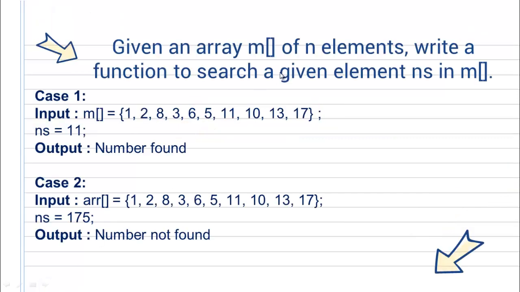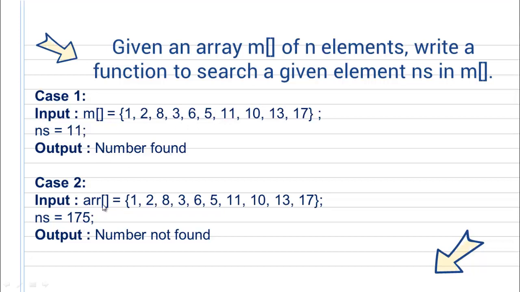So the example goes like this. Given an array M of n elements, we have to write a function to search a given element n in M. So case 1, M is 1, 2, 3, 8, 6, 5, 11, 10, 13, 17. These are the elements. The number to be searched is 11. So the number to be searched will be compared with each and every element of the array. So here 11 is found as an element of the array, so it has to give number found.